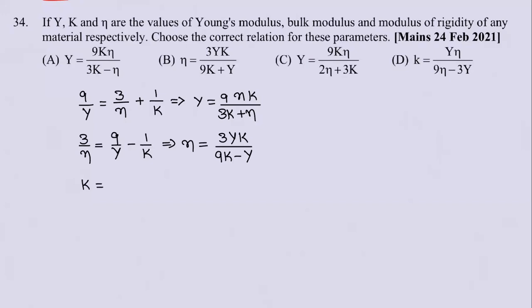K is equal to, oh wait. So what I do is that 1 by k is equal to 9 by y minus 3 by eta. That implies k is equal to cross multiplication, y eta by 9 eta minus 3y. Absolutely right. Yeah, correct. D is the answer. Anyway, in the examination hall, once I rule out A, B, C, I won't spend time there. I'll mark D and go ahead.